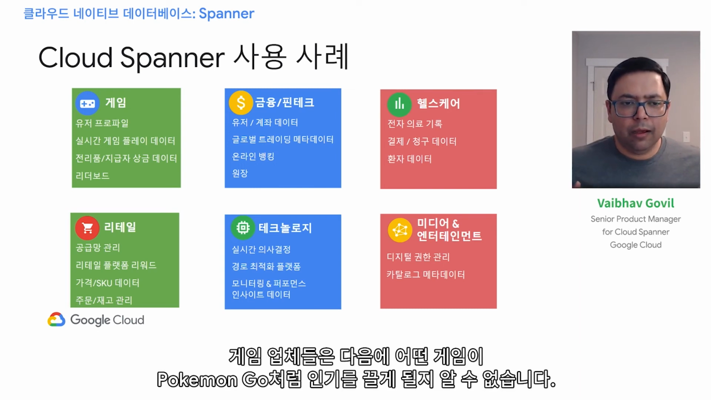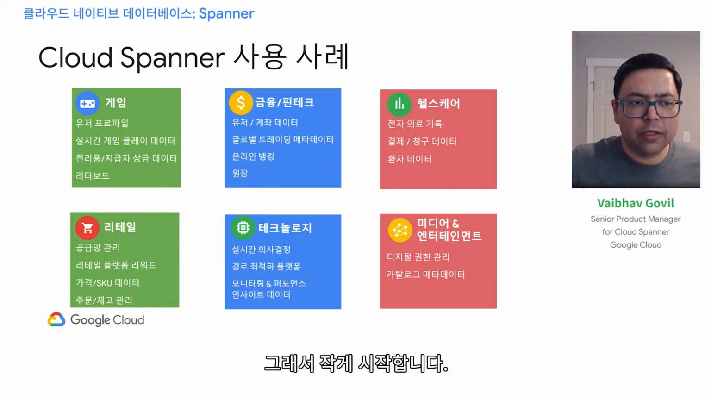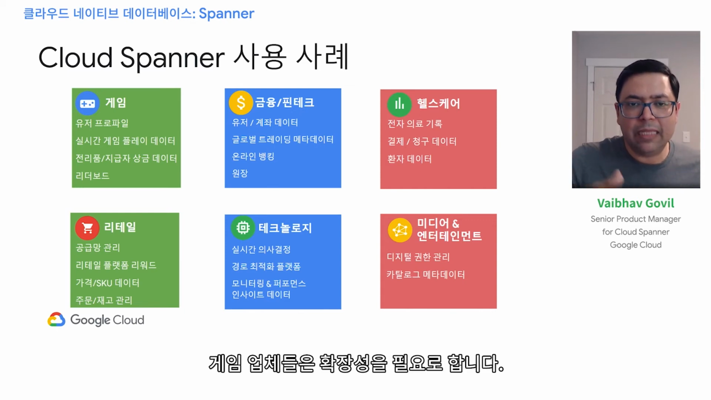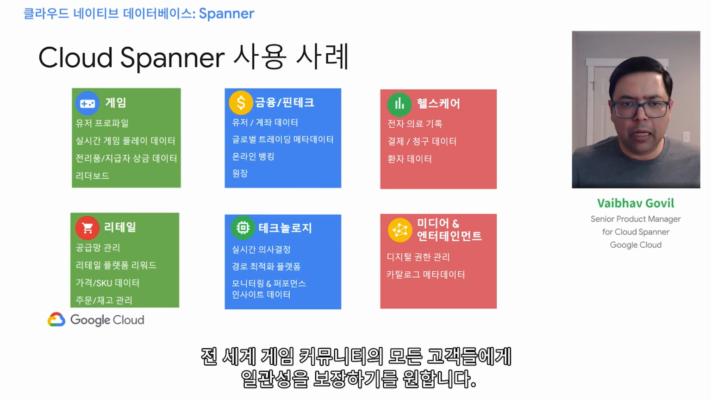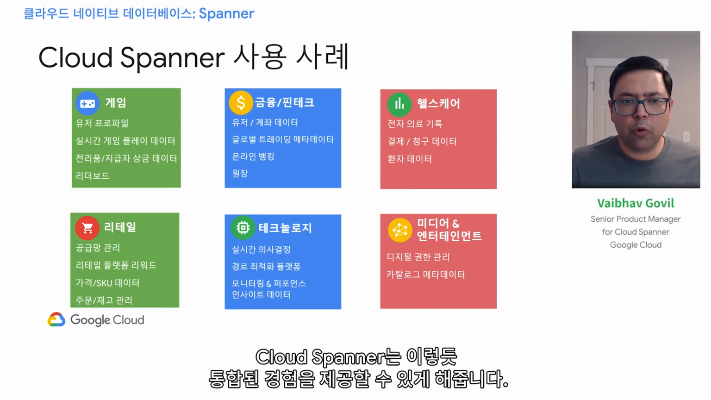Again, for gaming companies, you don't know when you are the next Pokemon Go or the next popular game. So they start small. They need that ability to scale. And with that, they want to show a consistent view of the data to all their global customers or global gaming community, as people who are playing the games from North America and Korea and Japan and all the places are playing it together. So you provide that unified experience and Spanner can enable that.